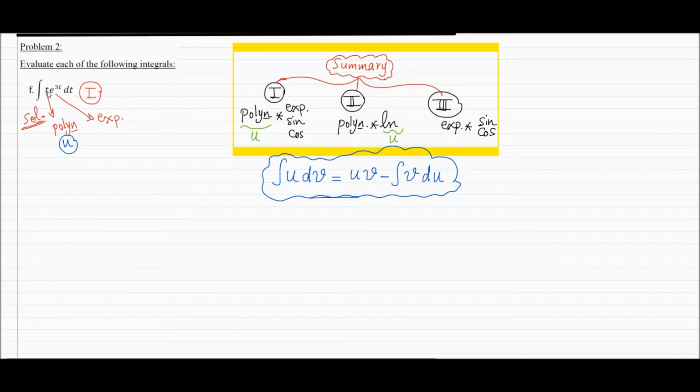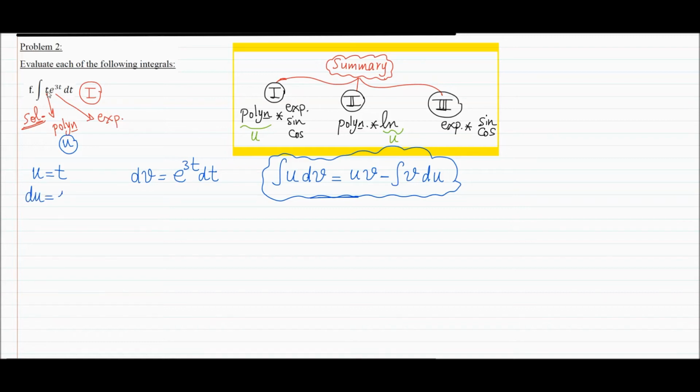And here this is the rule, but I don't need you to memorize this rule. So how can I not memorize this rule? In order to not memorize this rule, work like me or do like me exactly. So here you will have u as t, and right here dv, which is all what is inside the integral, which is e^(3t) dt. And now you have to differentiate this, which is du.